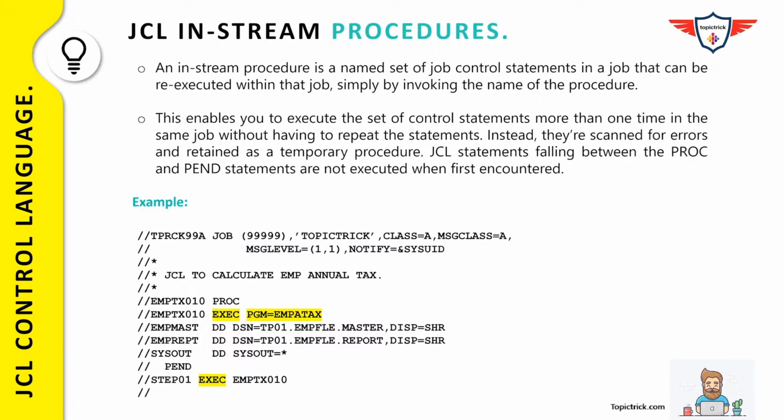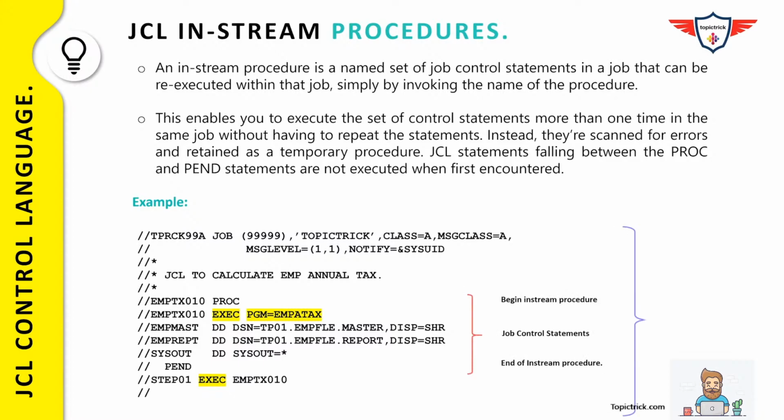So here's a sample JCL that includes an instream proc, and I will be invoking this instream proc within the JCL itself. Let me quickly walk you through the sample JCL. The first two lines are a job card, and we have discussed in our previous slides how to write a job card. The next three lines are a comment, and it is always recommended that you include a precise description of what this JCL is actually doing. In this case, I've included a short description that says JCL to calculate employee annual tax.